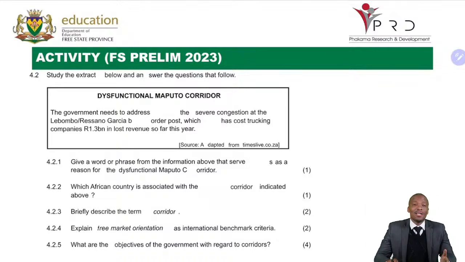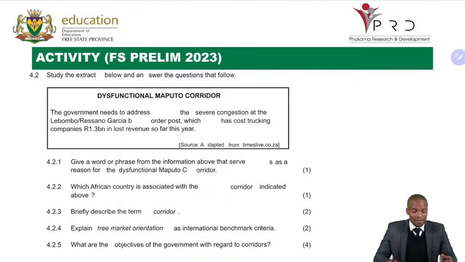Okay? The government needs to address the severe congestion at the Limpopo or Resano Garcia border post, which has cost trucking companies 1.3 billion rand in lost revenue so far this year. Okay, look at that amount of money and a corridor, it's a link. Okay, let's look at the questions. Probably they're going to ask us that.